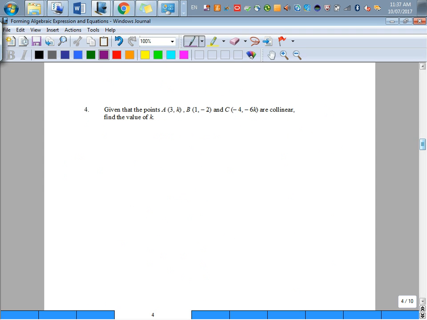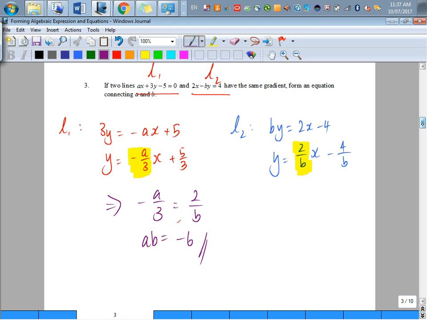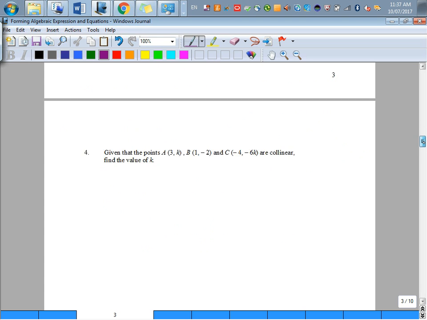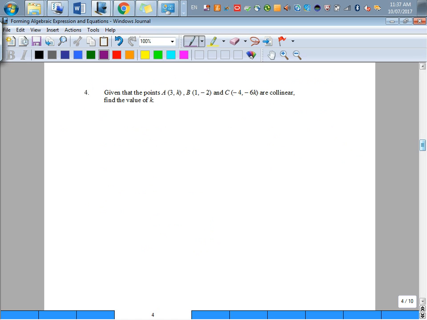Question 4. Just need to convert them to y equals mx plus c and compare the gradient. Equate the gradients together. Question 4. Who needs me to go through this? Okay. You have 3 points. They are collinear. Okay, we have to compare the gradient, right? So what do you do? Yeah, you can compare gradient AB and gradient AC. Yeah? Does anybody need me to go through this? Yeah?